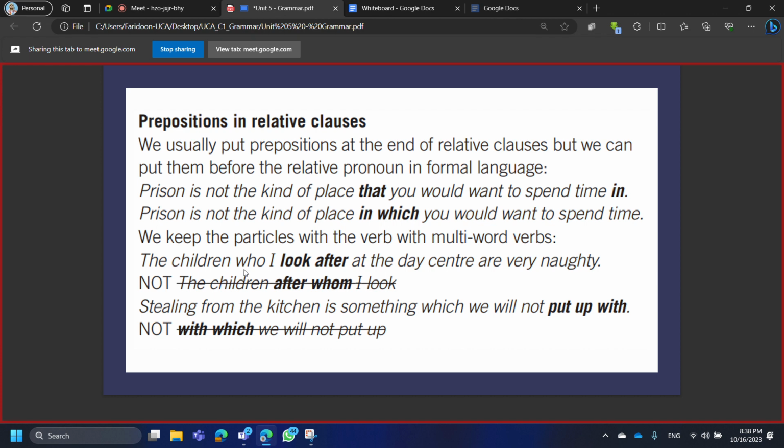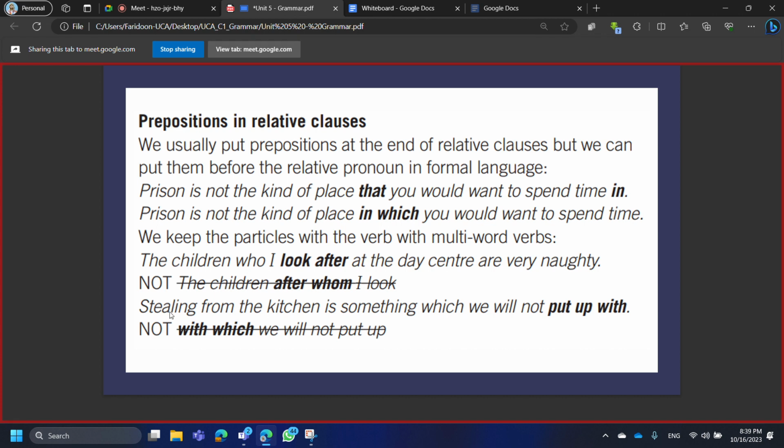Okay, it doesn't work. Even if I change who to whom, it doesn't work. For example, I cannot say the children after whom I look. It doesn't give you the meaning, okay? These ones should not be separated.